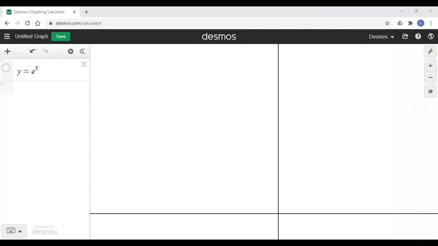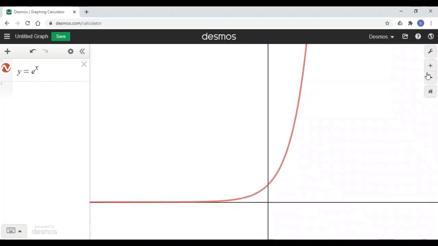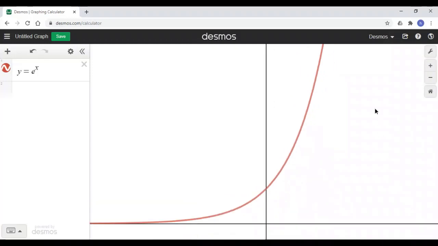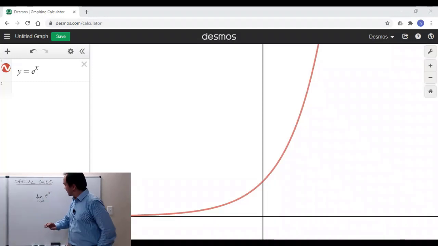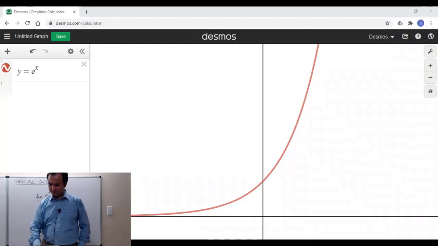So I'm going to return to my blank board, and e to the x has this famous shape right here. And then I can also bring it in with some closer zoom. Okay, and so here's the graph for e to the x. And so what I can see here is that the problem that we're looking at is to find the limit as x is getting to positive infinity.